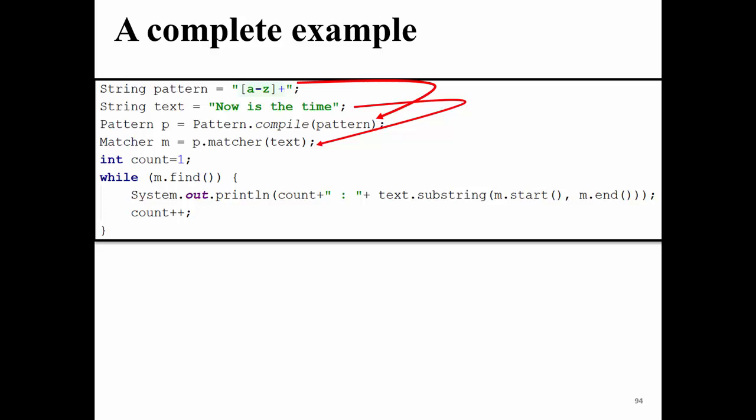I cannot look for something with a pattern only. I cannot look for anything with a matcher only. I need the pattern to be compiled, and I need the matcher to look for it. And look here, integer count is equal to 1, and then I use m.find. m is a matcher. There is a while loop: while I'm finding a match, print it out to the user, and you can see I use m.start and m.end. We're going to analyze this example in detail and learn more about the matcher in the next slide.